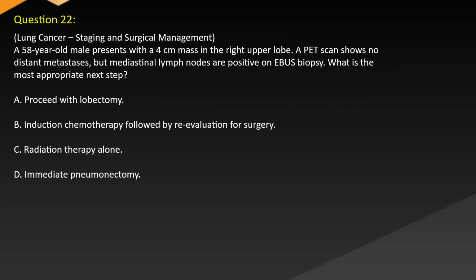Question 22. Lung cancer. Staging and surgical management. A 58-year-old male presents with a 4 cm mass in the right upper lobe. PET scan shows no distant metastasis, but mediastinal lymph nodes are positive on EBUS biopsy. What is the most appropriate next step? A. Proceed with lobectomy. B. Induction chemotherapy followed by reevaluation for surgery. C. Radiation therapy alone. D. Immediate pneumonectomy.